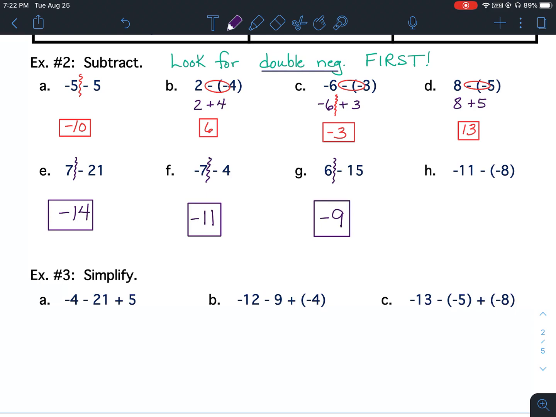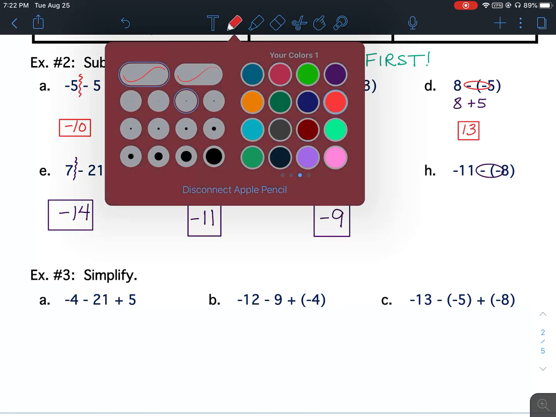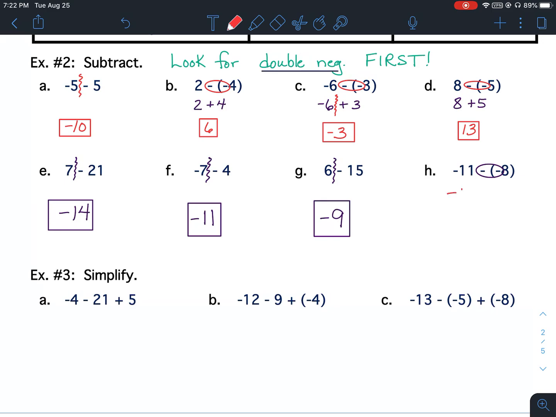For H, remember the first thing we're looking for is double negatives, and we have that in H. I hope you changed that to a positive. Okay, so I have a double negative, so I need to rewrite it. That first number is going to stay negative 11. You don't change the sign of the first number. You only change the double negatives to positive. So the negative 11 will stay negative 11, and then minus negative 8, which means it's a double negative, becomes plus 8.